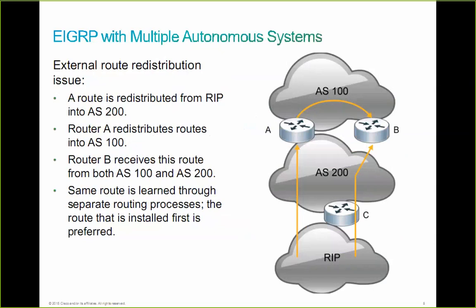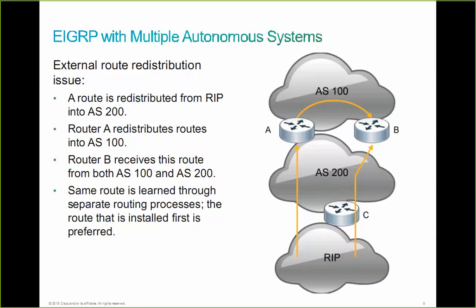If we're implementing EIGRP with multiple autonomous systems, we can use this approach for scalability as well, because we reduce the EIGRP queries by limiting them to a specific autonomous system, but there are also obviously issues that are related to running multiple autonomous systems.